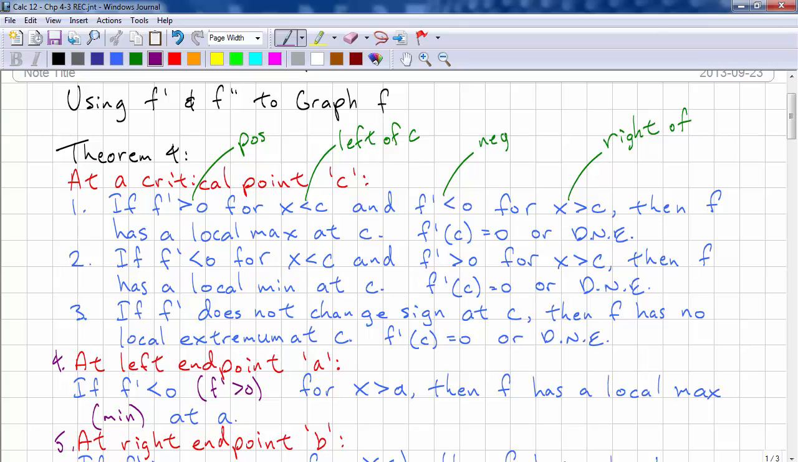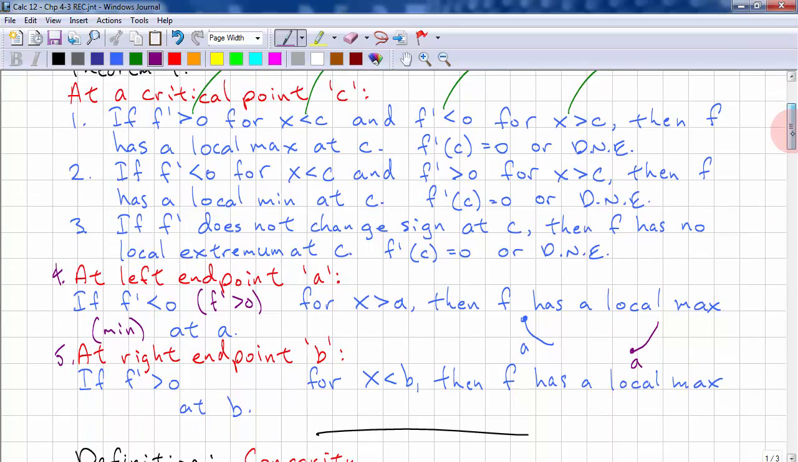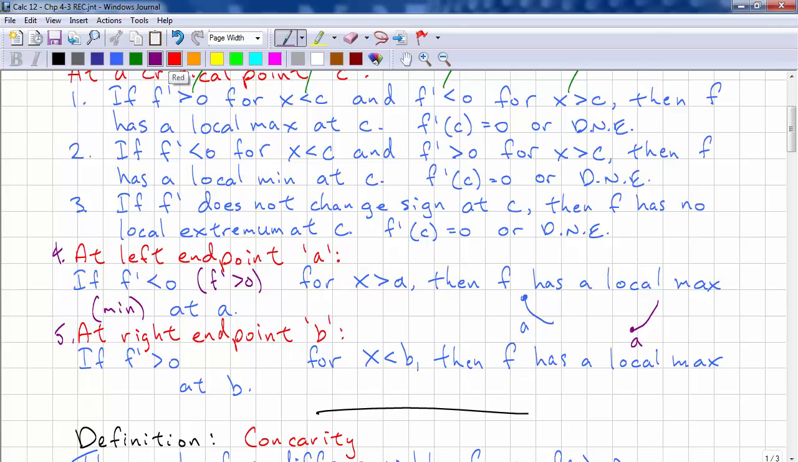So if you want to picture this, if the derivative is less than 0 at endpoint a, okay, so that's clearly a maximum. And here, if the derivative is greater than 0 at a to the right, this is a minimum. Okay, and number 5 just rounds it off for us at the right endpoint. So to the left of b, f has a local max if the derivative is greater than 0.